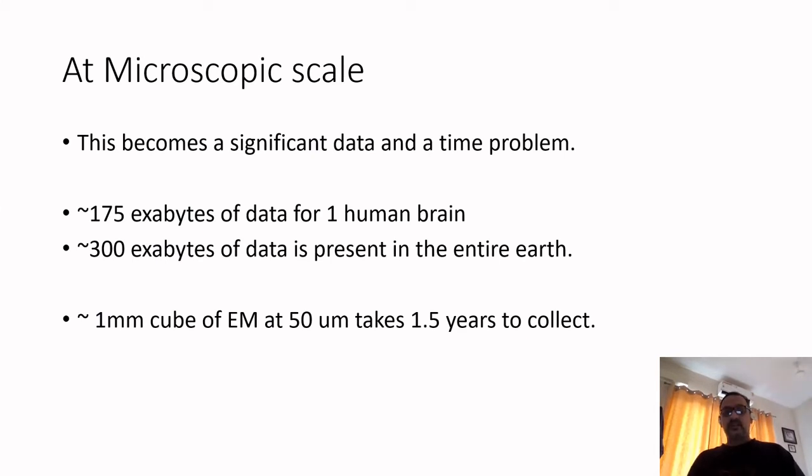Let's go to the finest scale possible, which is the electron microscopic scale, right? There are two issues. We'll start with the basic problem. One is a significant data and time problem. If I were to image a human brain in all its glory at an electron microscopic level, at around 50 nanometers or so, the data set that I'm going to generate is approximately 175 exabytes, right? For one human brain, for n equals 1, that's 175 exabytes, right?